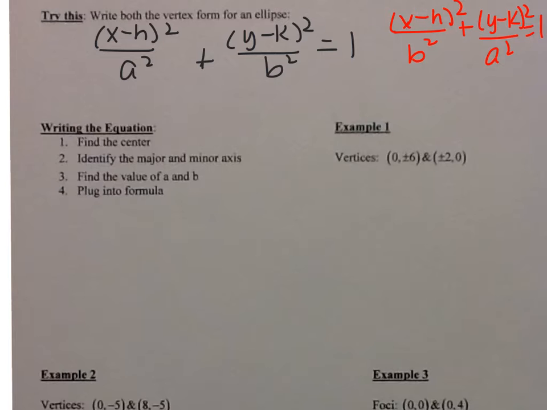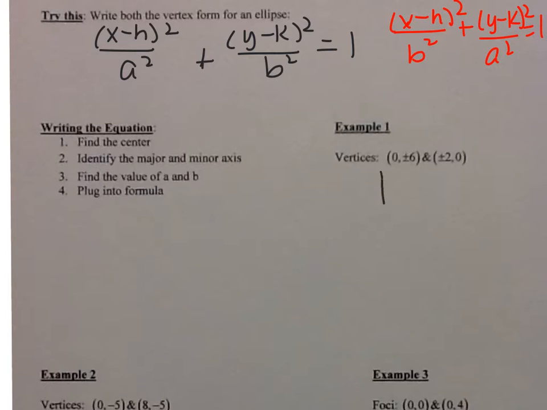All right, so when we write the equation, you have to make sure you find the center. You have to identify the major and minor axis, find the values of a and b, and then plug them into the formula. All right, so I have here my vertices. They give me the vertices, up, down, left, right: (0, 6), (0, negative 6), (2, 0), and (negative 2, 0). So I'm going to draw myself a little picture here.